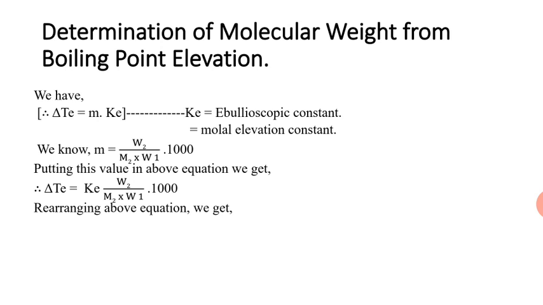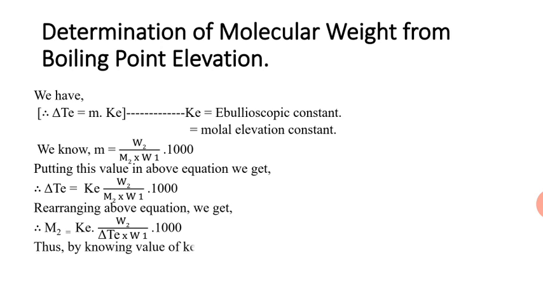Rearranging the above equation, M2 goes to the left hand side and delta Te comes to the right hand side in the denominator. We get M2 is equal to Ke into W2 into 1000 divided by delta Te into W1. Thus, by knowing the values of Ke, W2 and W1, we can easily determine the molecular weight of the solute.